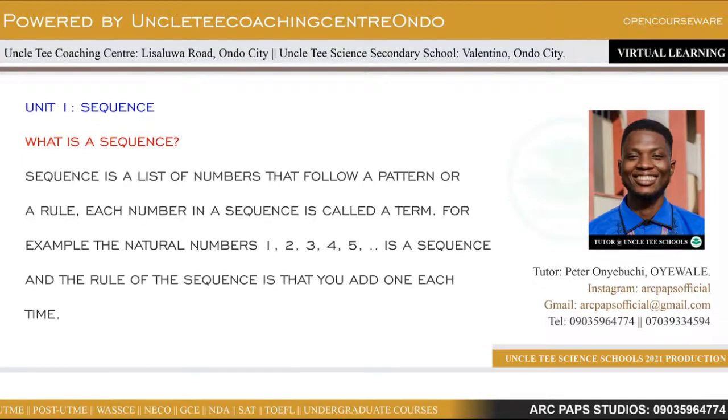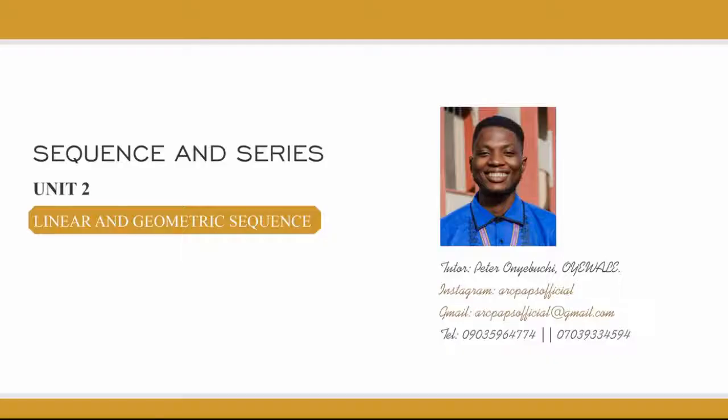Now what is a sequence? A sequence is a list of numbers that follows a pattern or a rule. Each number in a sequence is called a term. For example, the natural numbers 1, 2, 3, 4, 5 is a sequence. And the rule of that sequence is that you add 1 each time.